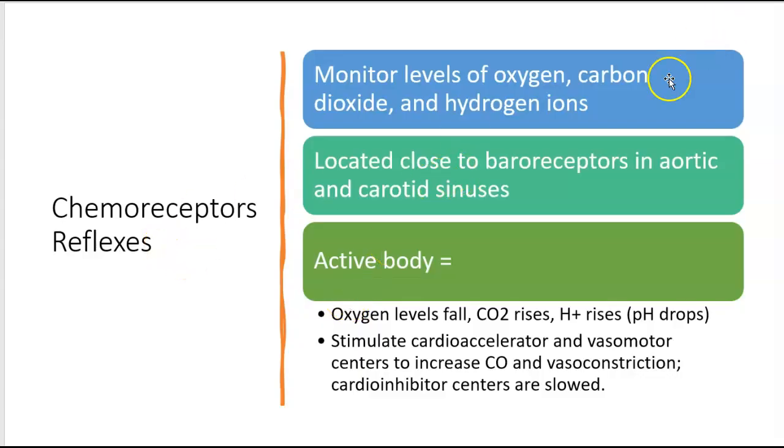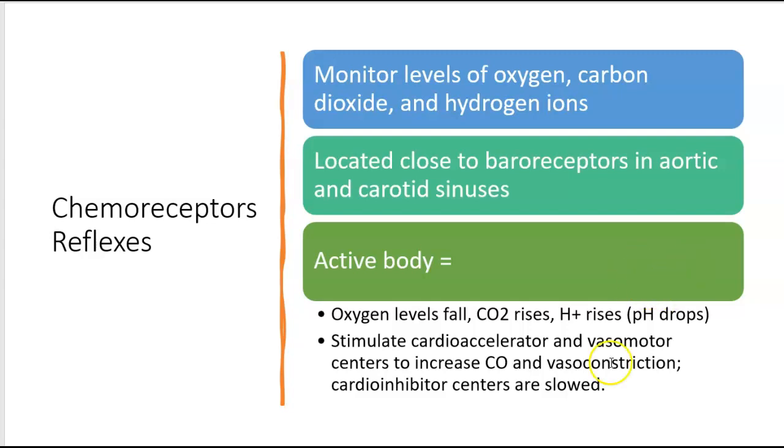Chemoreceptors are chemical receptors. They're going to monitor the levels of oxygen, carbon dioxide, and hydrogen ions that are in the blood in order to adjust blood pressure. They are located very close to the baroreceptors in the aortic and the carotid sinuses. In an active situation where you're needing more energy, for instance in a moment of exercise, your oxygen levels are going to fall, right? Because your cells are using more oxygen at a faster rate. Your carbon dioxide levels are going to rise because you're creating more waste products as your cells metabolize. The hydrogen ion levels will also rise, causing a drop in pH.